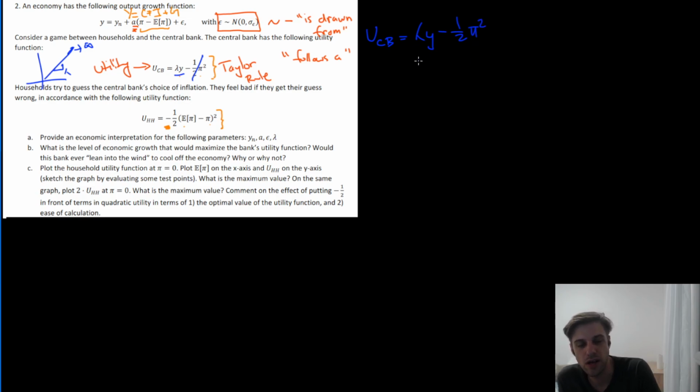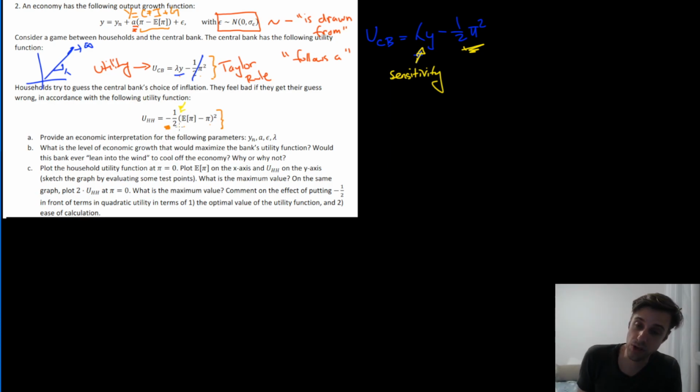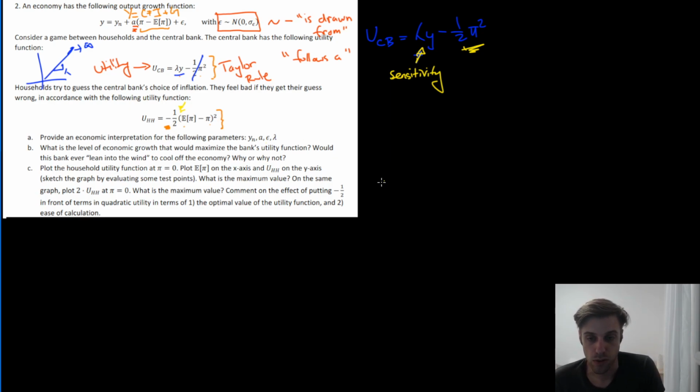And so we know what is lambda. We talked about lambda being a sensitivity parameter, right? But what about here? We don't have a sensitivity parameter for pi, and why not? Instead we have this 1/2. And what is this 1/2? Okay, I went over here, but also we have one here, right? So the point still stands. We have no sensitivity parameter to being wrong in the household utility function. Instead, we have this 1/2. So what's going on? Let's do it.